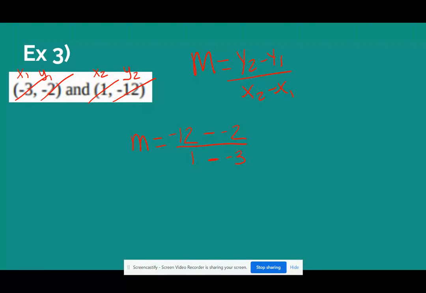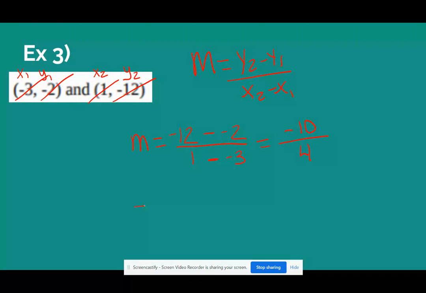We use our calculator. So negative 12 minus negative 2 is negative 10. So that's our top. Our denominator is 1 minus negative 3 gives us 4. The negative's already in the top, so we don't have to move it. The last thing we have to do is reduce.